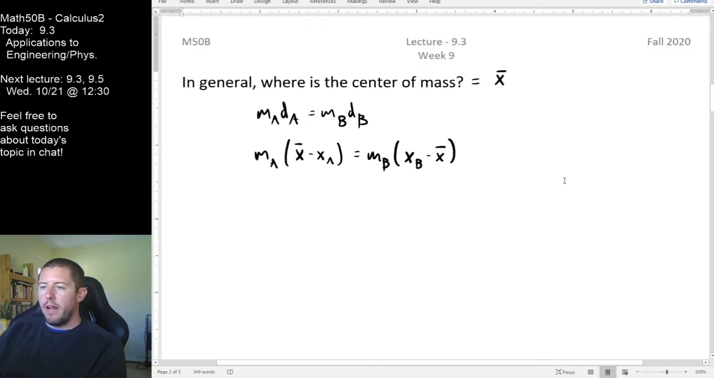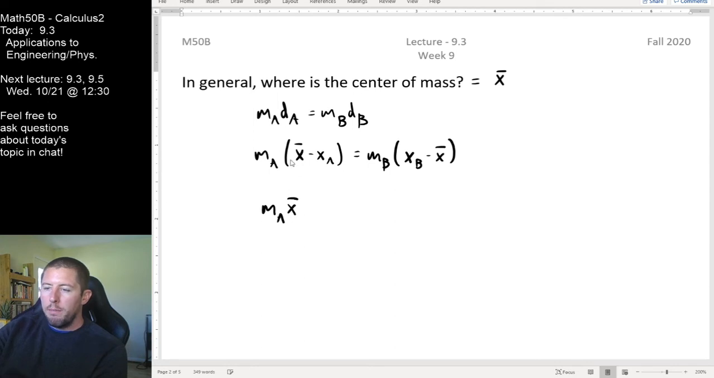So let's go ahead and solve for it algebraically here real quick. I'm going to do some real quick algebra, but it's just algebra. I'm going to expand both of these and then solve for x bar. My first step here is MA x bar, but I'm going to skip some steps. I know that I'm going to get an MA xa and I'm going to add it to the other side. I'm going to do that all in one step.